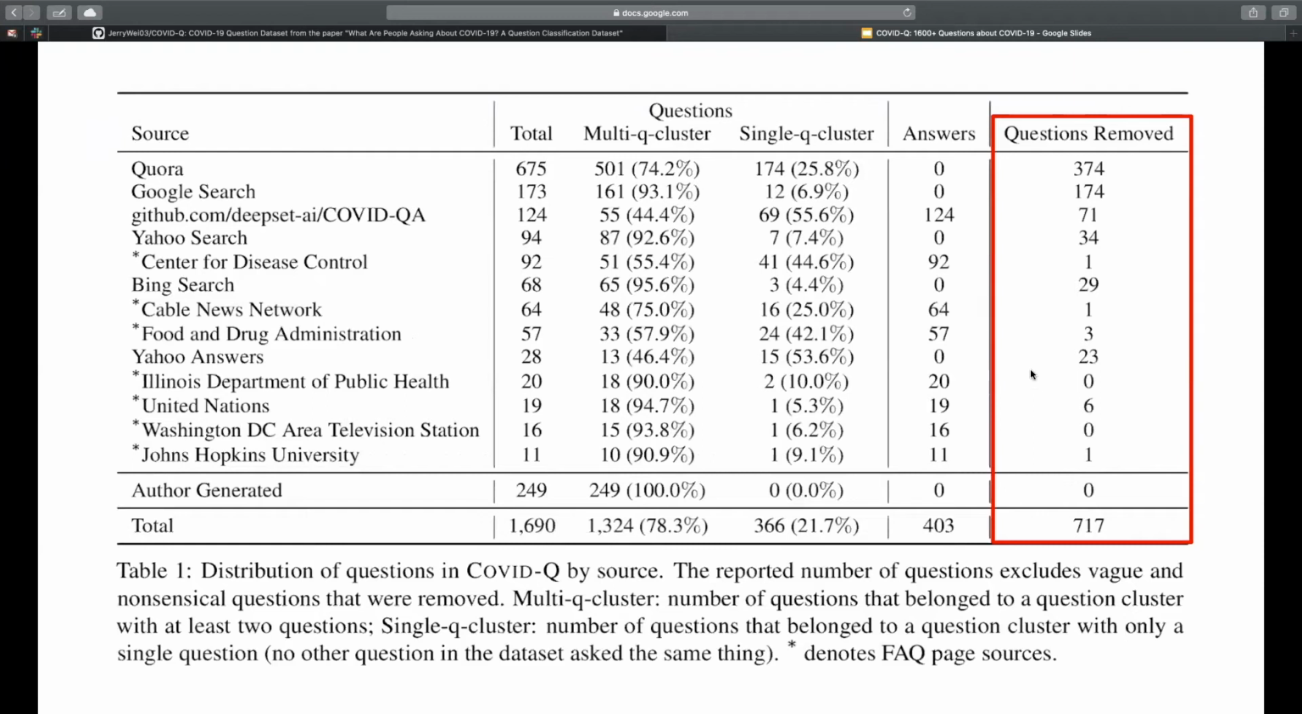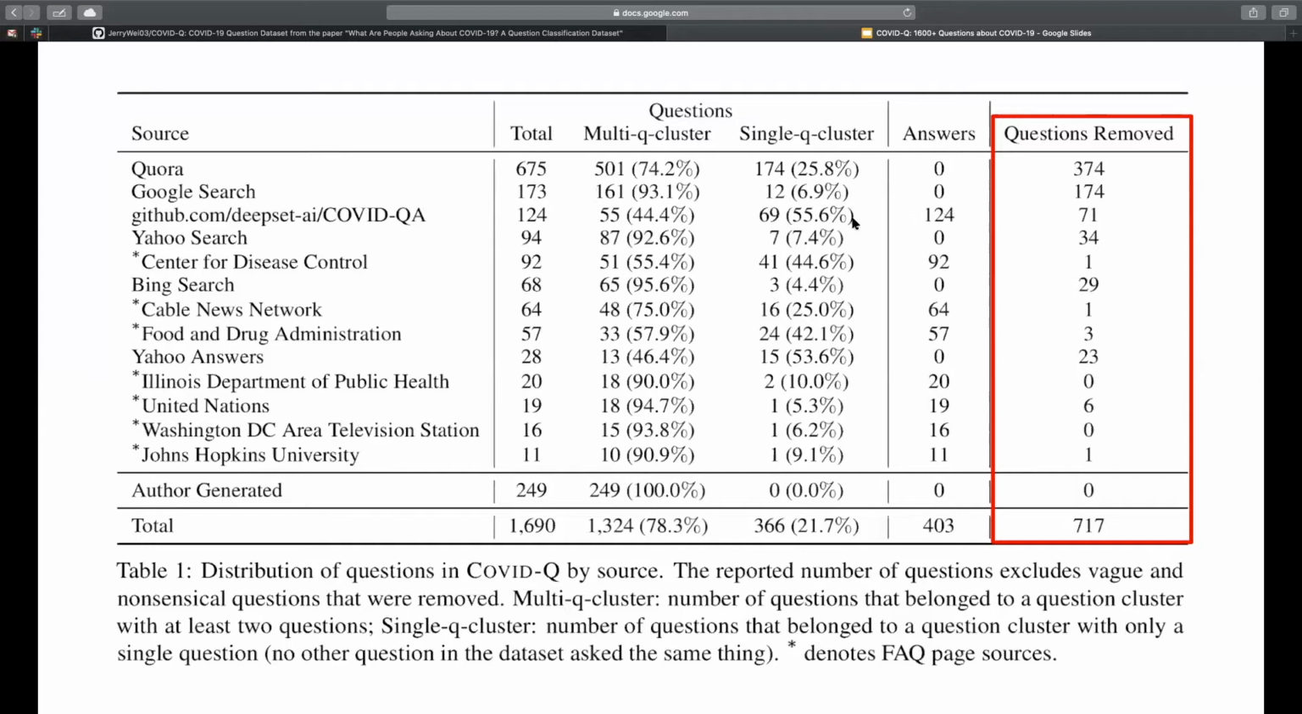So here I've boxed the number of questions that we removed for each source after cleaning. And the number here is actually the number of questions deleted after we manually went through and deleted questions based on the criteria I described. So for example, in Quora, 374 questions were removed. It should be noted that this number here is independent of the total number here. So this total number, 675 for Quora, does not actually include the 374 removed questions.